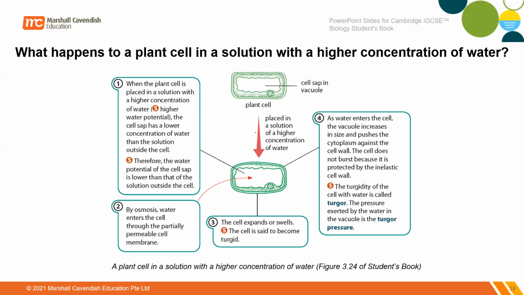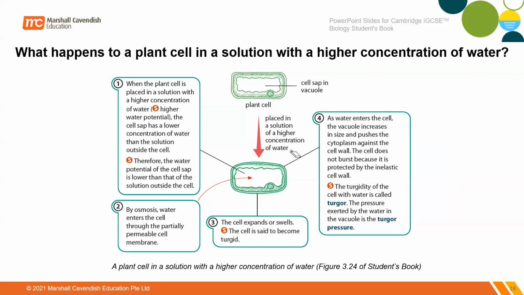What happens to a plant cell in a solution with a higher concentration of water? Look, guys, we need to apply what we understand about osmosis and movement of particles to living cells, like plant cells and animal cells. Let's start from here. If we have a normal plant cell, like this kind of plant cell, follow the sequence 1, 2, 3, and 4. We place this cell in a solution with a high concentration of water, so this solution has high water potential. What will happen?